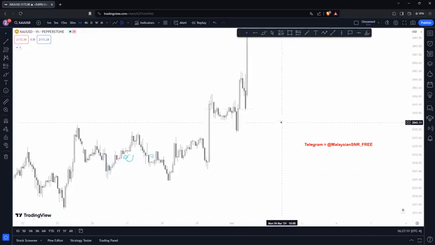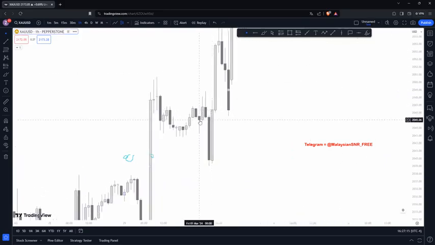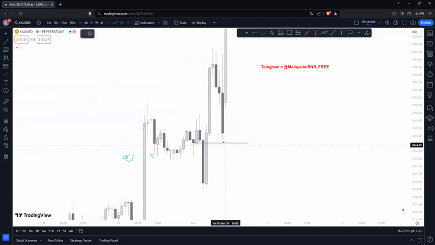So I'm going to give you an example here to understand. So let's say this is a V level that is behind a bigger V level. Now this is a QM, right? This QM is not touched and did not give you an entry.